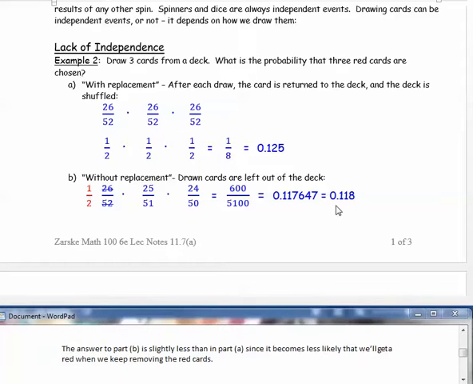The answer to part B is slightly less than the answer to part A, because if we're going to remove the cards, it becomes less likely that we'll get a red, since we keep removing the reds.